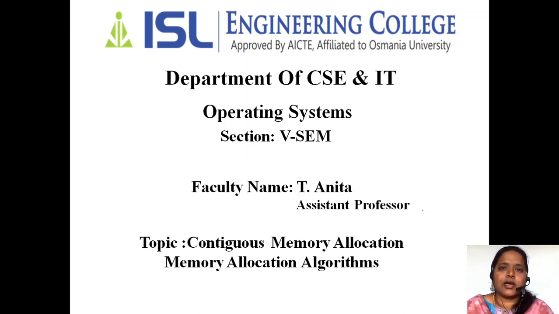Non-contiguous memory allocation is not in your syllabus, so we only have contiguous memory allocation. In contiguous we have fixed and variable size. In the next class we will see the memory allocation algorithms for both fixed and variable size. There are 4 different algorithms: first fit, best fit, next fit, worst fit. These are the 4 memory allocation algorithms, and we will see them in the next class.